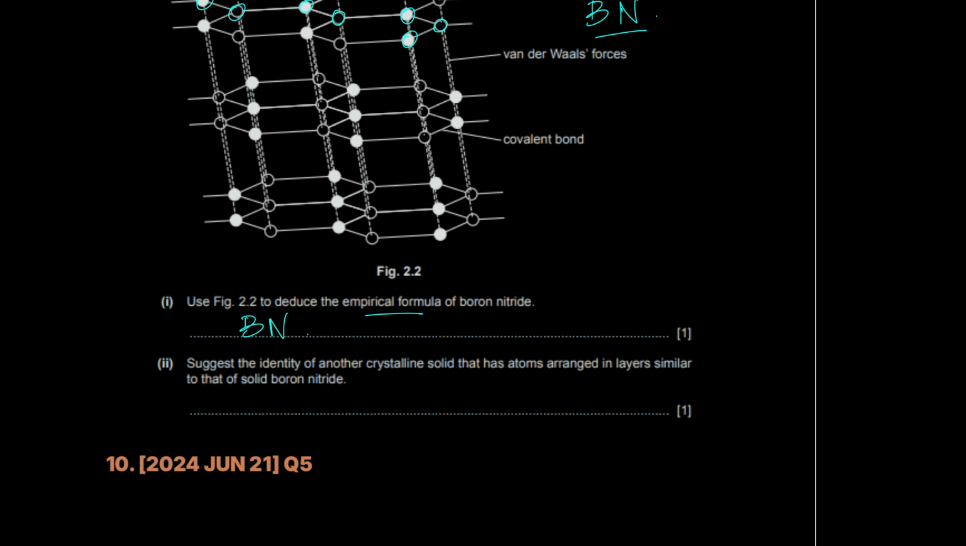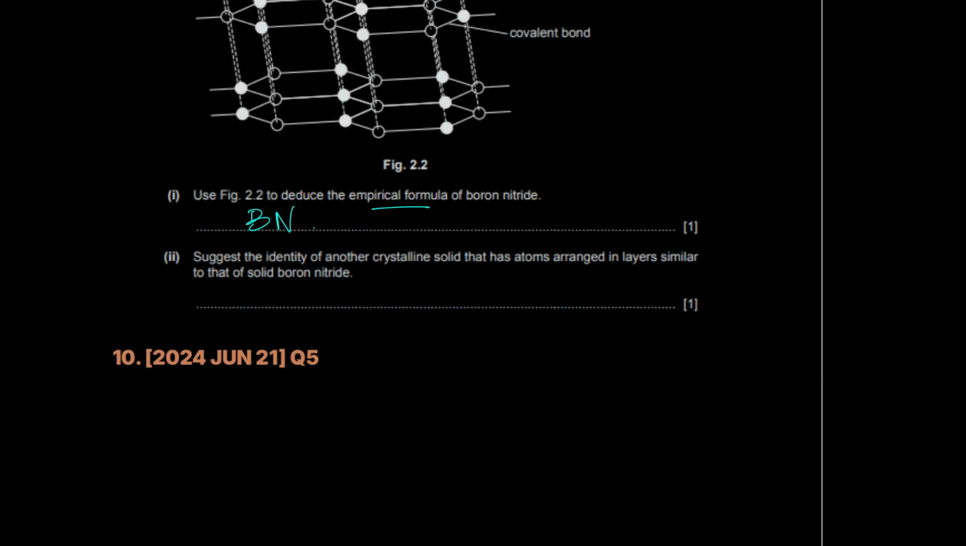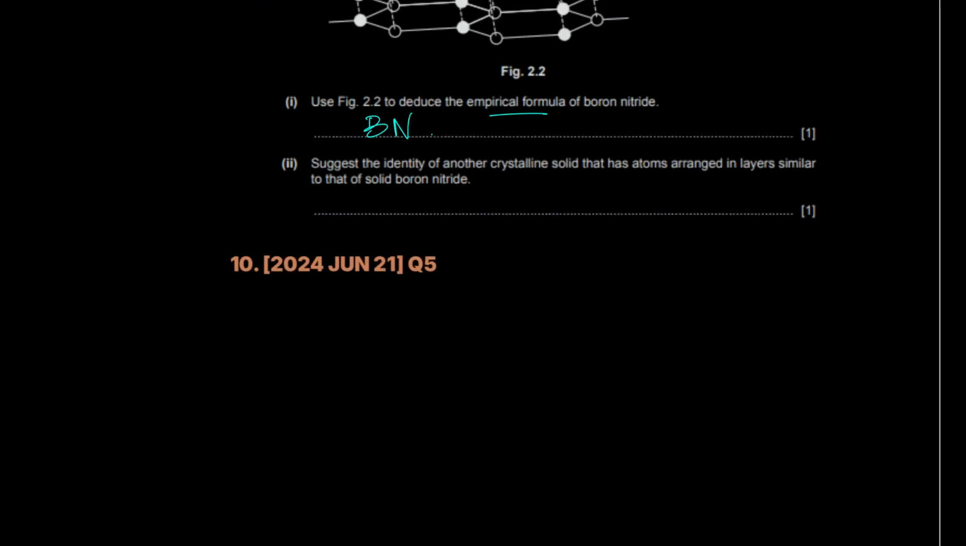Suggest the identity of another crystalline solid that has atoms arranged in layers similar to that of boron nitride. That's graphite. Literally, it looks exactly like graphite. Done. That's the identity for it. Next.